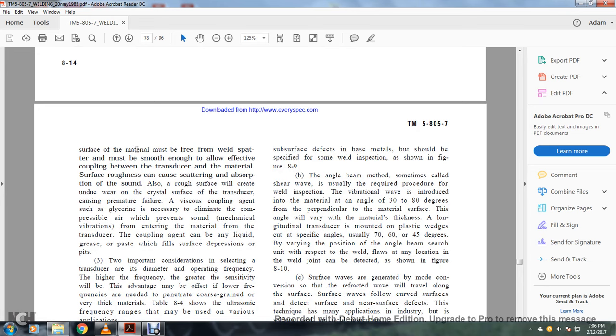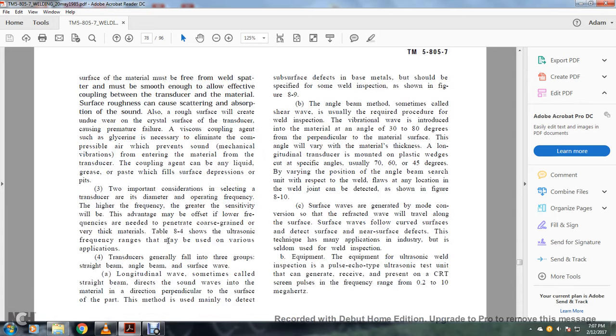The surface of the material must be free of weld spatter and smooth enough to allow effective coupling between the transducer and the material. Surface roughness can cause scattering and absorption of the sound, and a rough surface will create undue wear of the crystal surface of the transducer, causing premature failure. A viscous coupling agent such as glycerine is necessary to eliminate compressible air and to prevent mechanical vibration from entering the material from the transducer. The coupling agent can be any liquid, grease, or paste which fills surface depressions or pits.